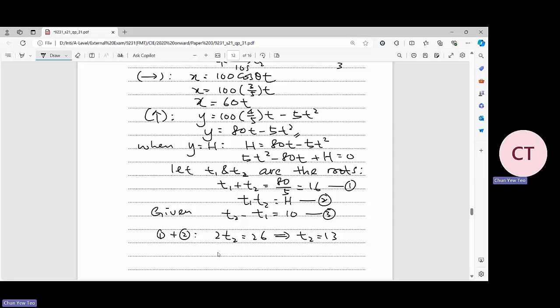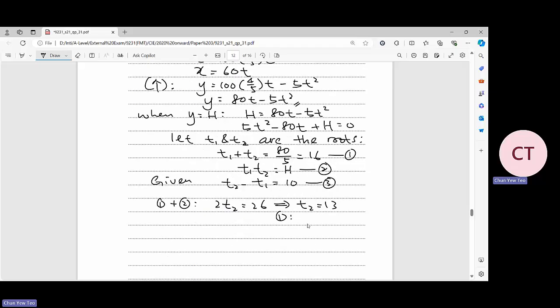Then from the equation number 2, your D1 will be 3. Okay, so this is how you find the two times D1 and D2. Therefore, your h is equal to the D1 times D2.